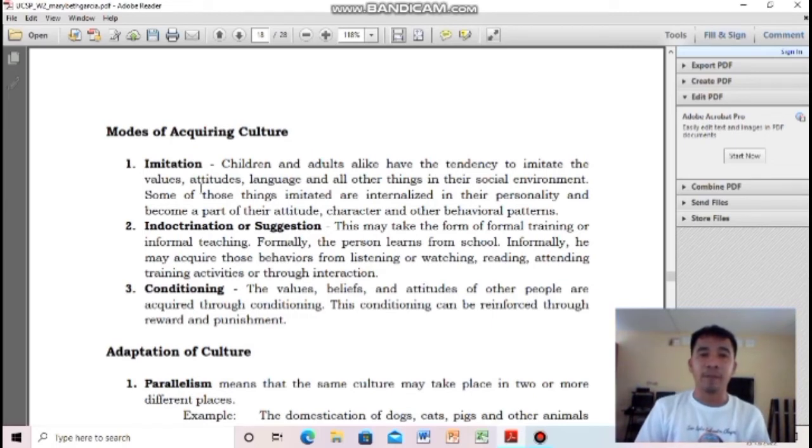Second, indoctrination or suggestion. This may take the form of formal training. So, dali naman niya, ginatudlo mismo sa isa ka individual, no?